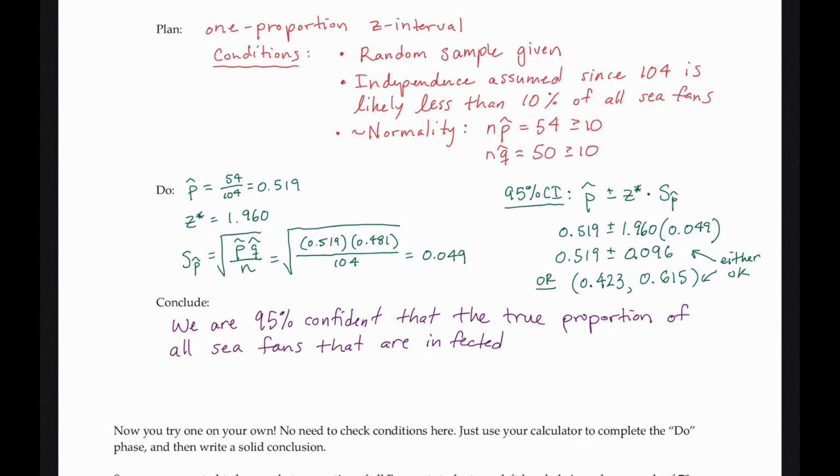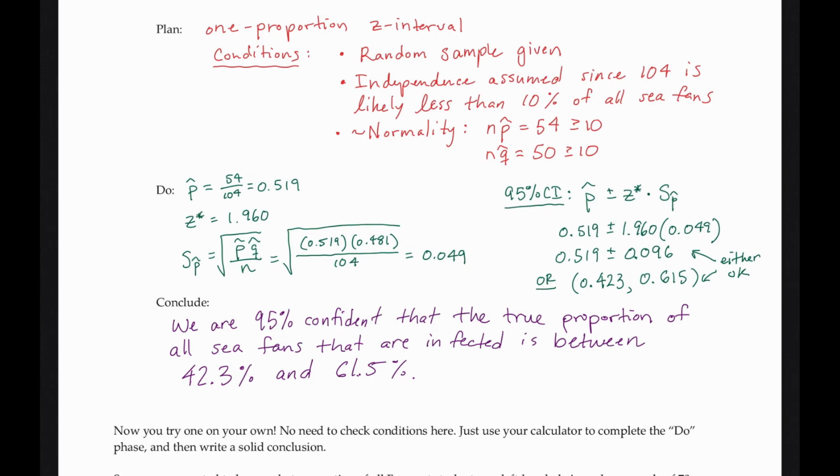And what does the interval tell me? Well, it tells me that I have some confidence that the true proportion that are infected is between 42.3% and 61.5%. And there you go. So you state your percent confidence that the true proportion in context is between the two values you found in your do step. And that is a conclusion that will get you full credit every single time.